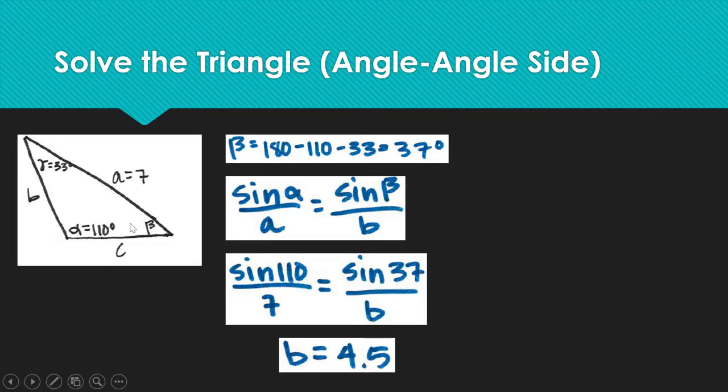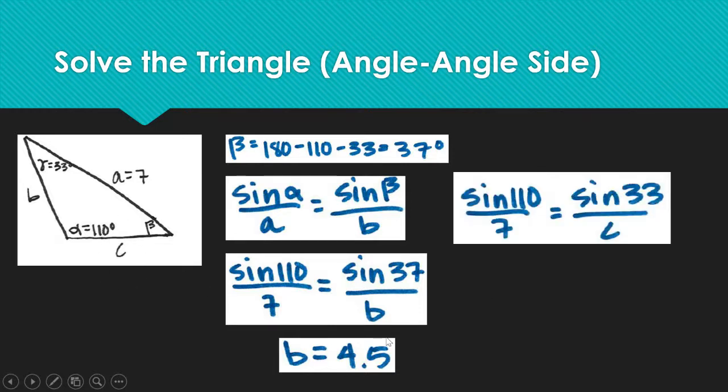Then all I have left to find is side C. So I'm going to use what I know. I'm not going to use that 4.5 because I rounded that. Just like how I found B, I'm going to start with sine of 110 over 7, because those are my given values, equals sine of 33 over C, because we always use the opposites together. Same thing, cross multiply: 7 times sine of 33 divided by sine of 110 gives me about 4.1 for side C.